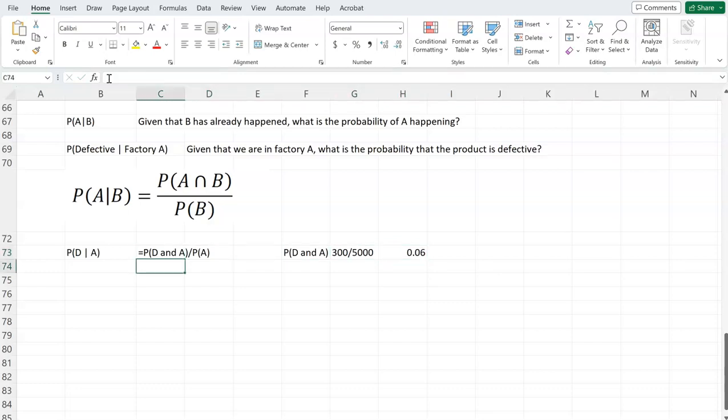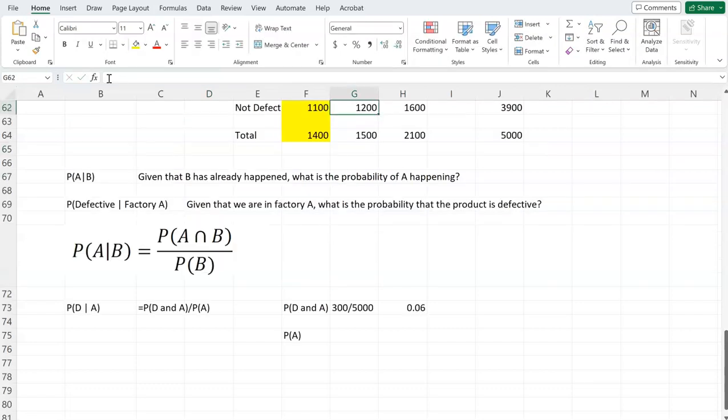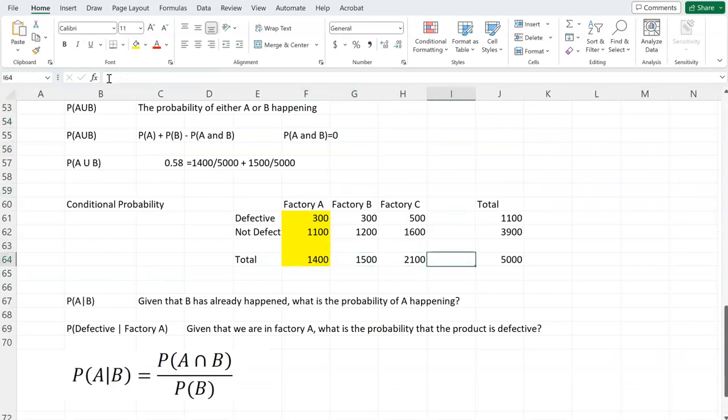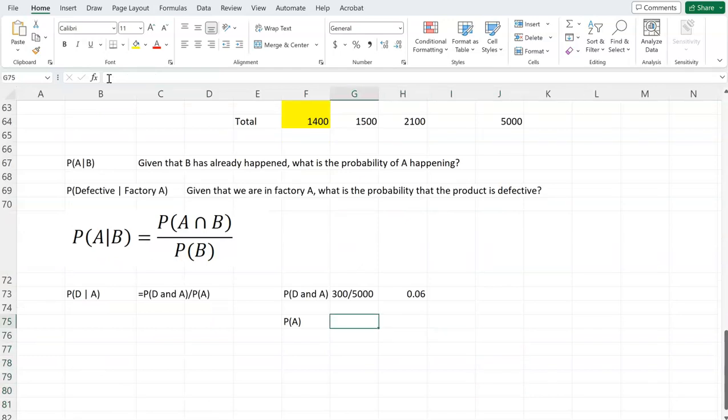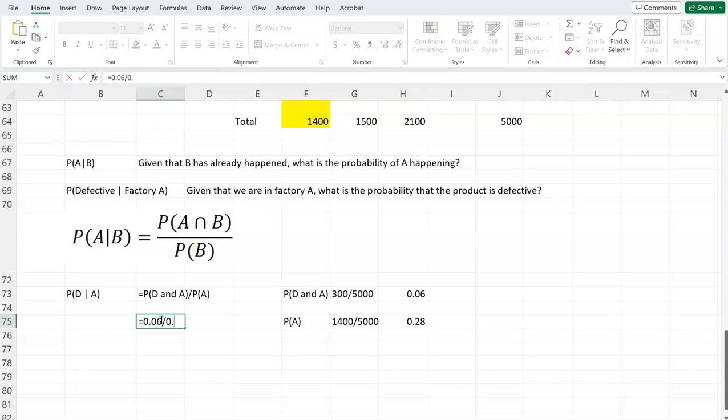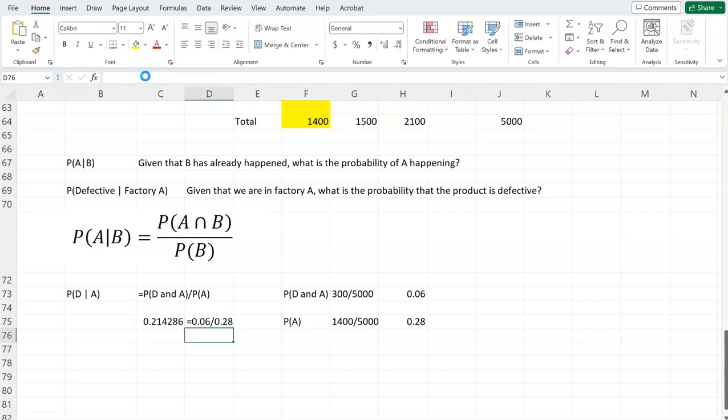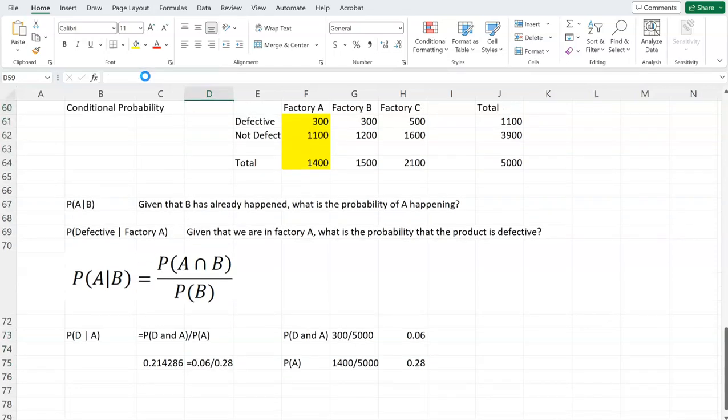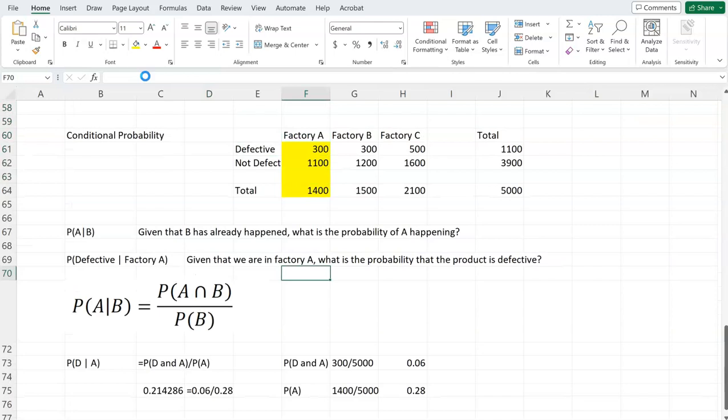So 300 divided by 5,000 comes out to be 0.06. Then we have to find the probability that if I pick a product, it was made in factory A. We found already that the total production is 1,400 out of 5,000. So it will be 1,400 divided by 5,000, which comes out to be 0.28. Then I can plug this in. It would be 0.06 divided by 0.28, which comes out to be 0.214. So this is telling us that if I were to look into just factory A, this is what the probability of defective is going to be.